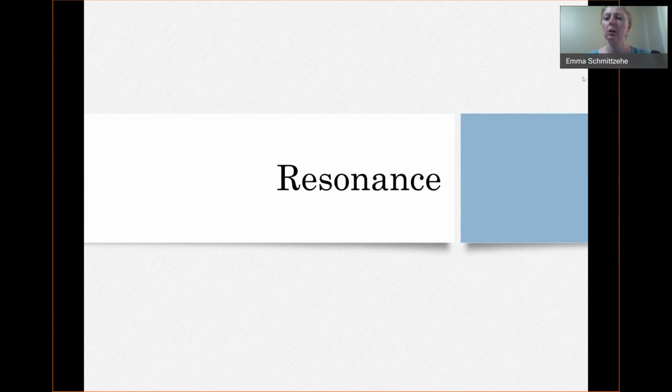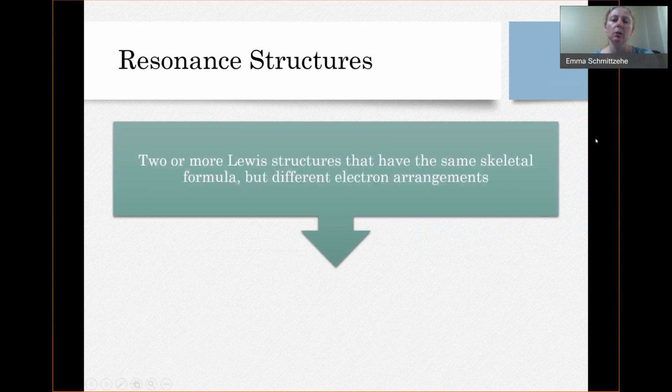Okay, I want to talk a little bit about resonance. So, resonance structures are two or more Lewis structures that have the same skeletal formula but different electron arrangements. This is when you can have multiple valid Lewis structures that are representing a particular molecule.